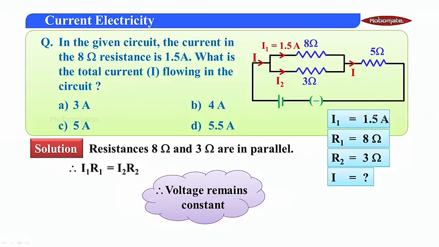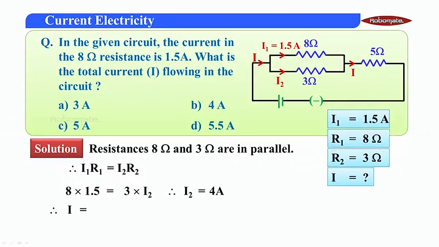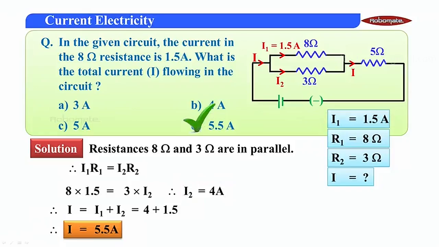I know I1, that is given to you on the right hand side of the screen. I know R1, I know R2, so I can easily find I2. When I find I2, I get 4 ampere. But I am supposed to find I. Yes, I will be nothing but I1 plus I2, that is 4 ampere plus 1.5 ampere. When I add these two quantities, dear students, the correct answer is 5.5 ampere.